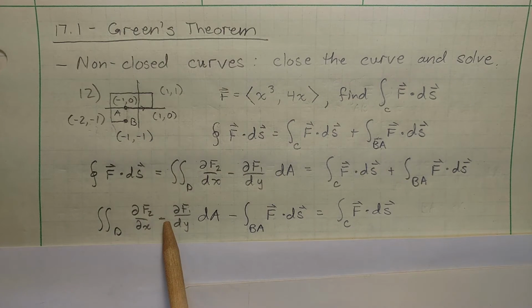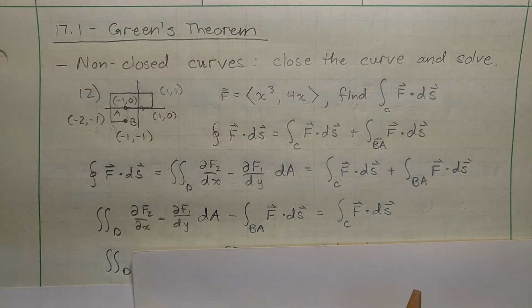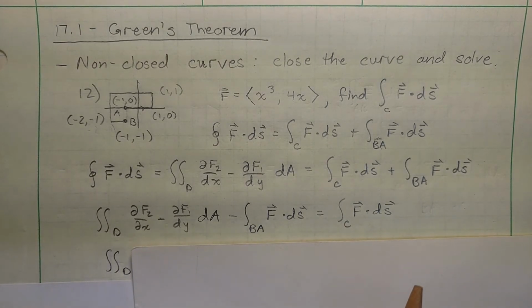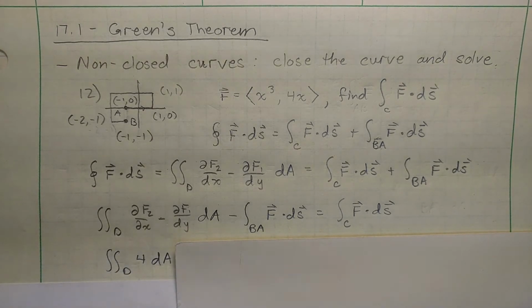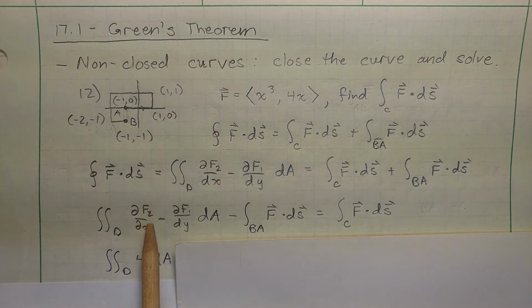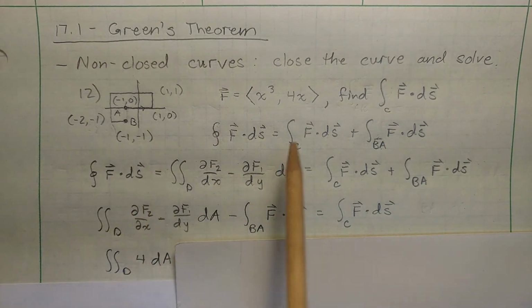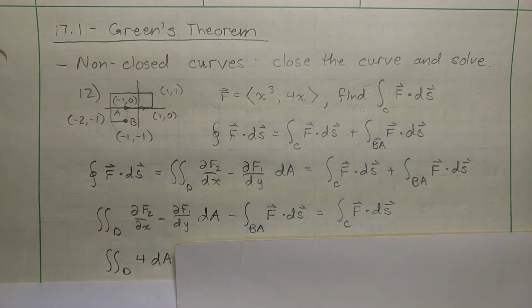First, let's find this double integral using Green's theorem. What I'm going to do here is recognize that this is going to be the domain here of 4 times dA. Sorry, this here becomes 4, the derivative of the 4x with respect to x. This becomes 0, so it's just 4.